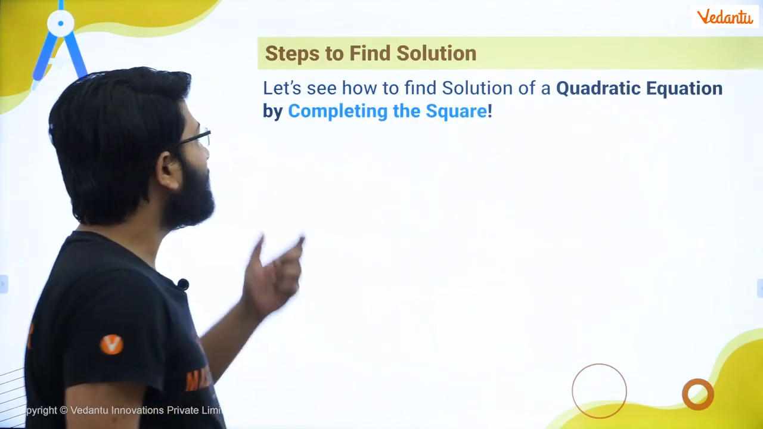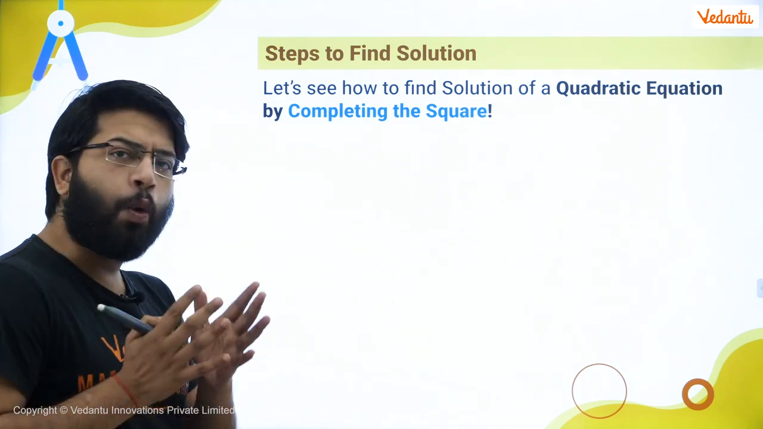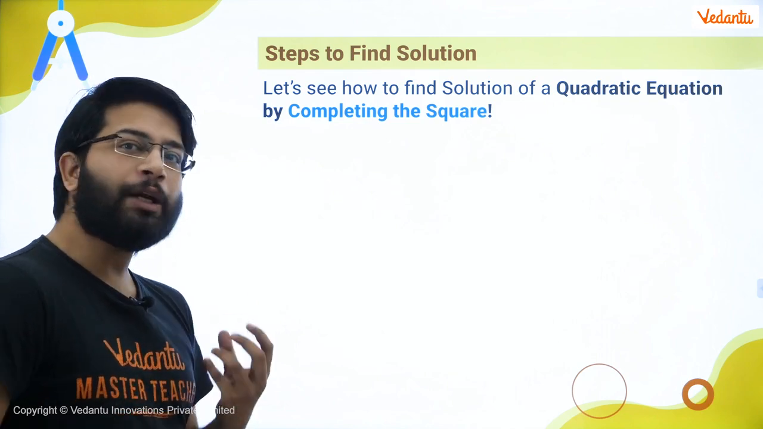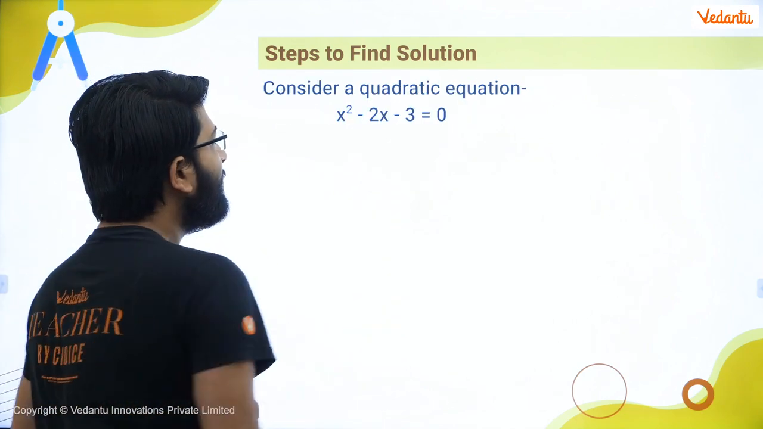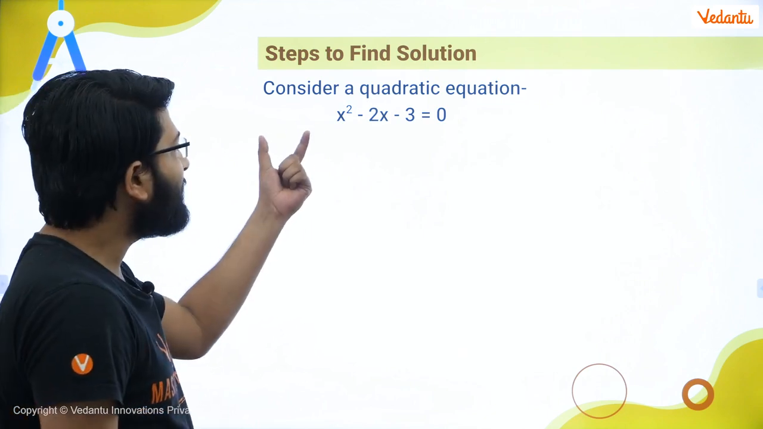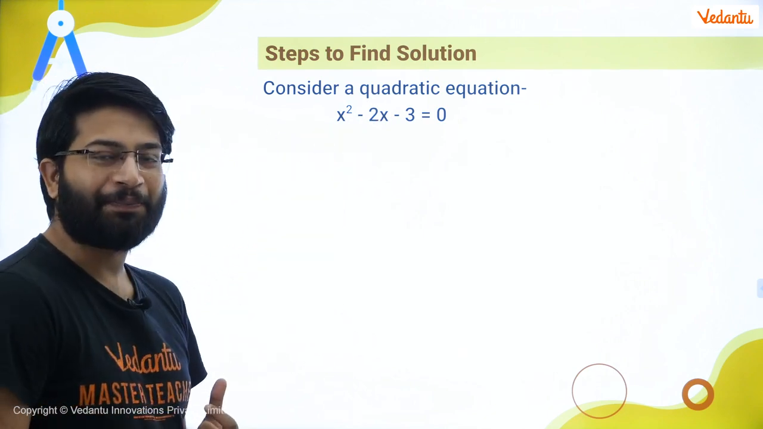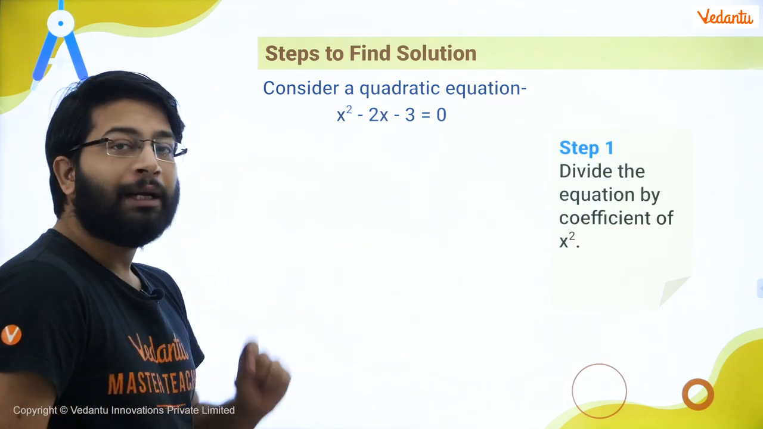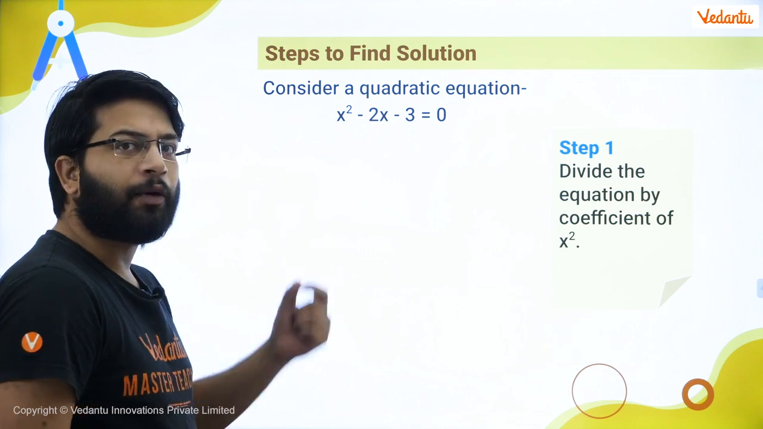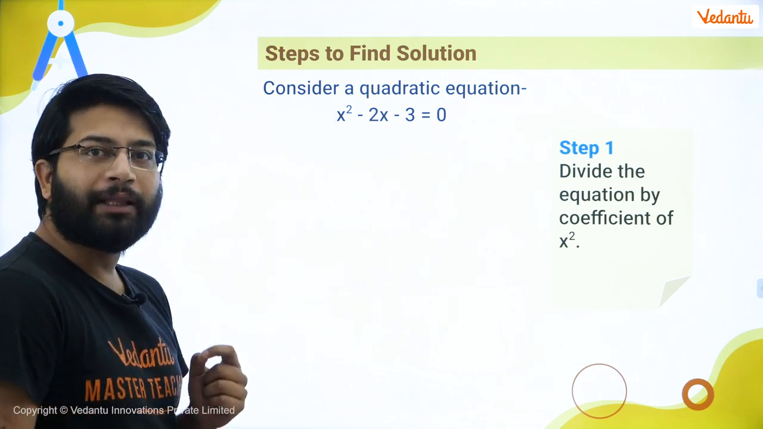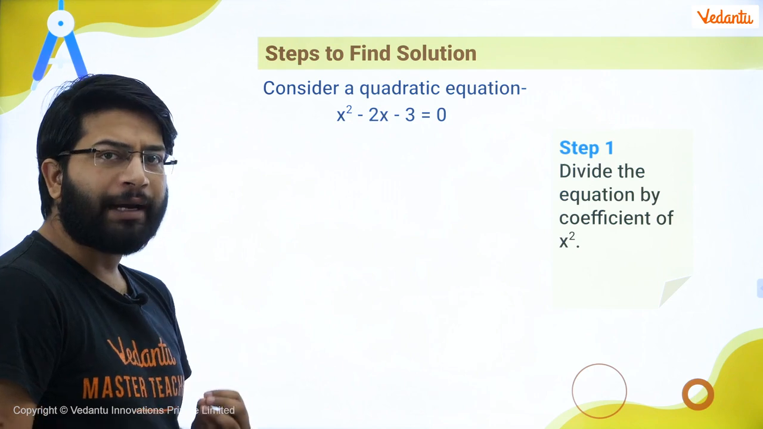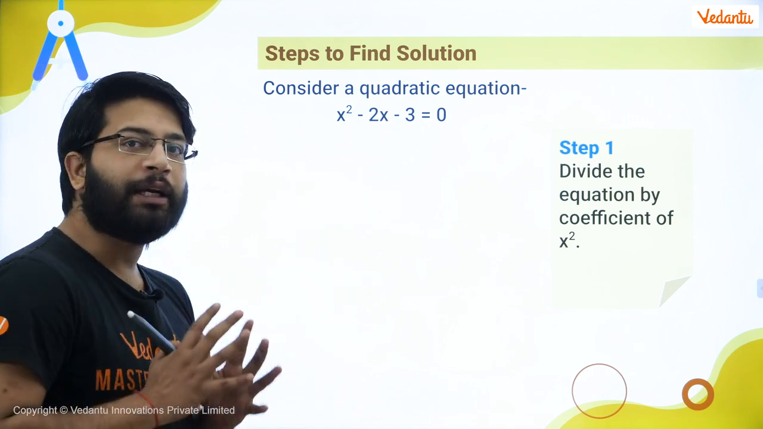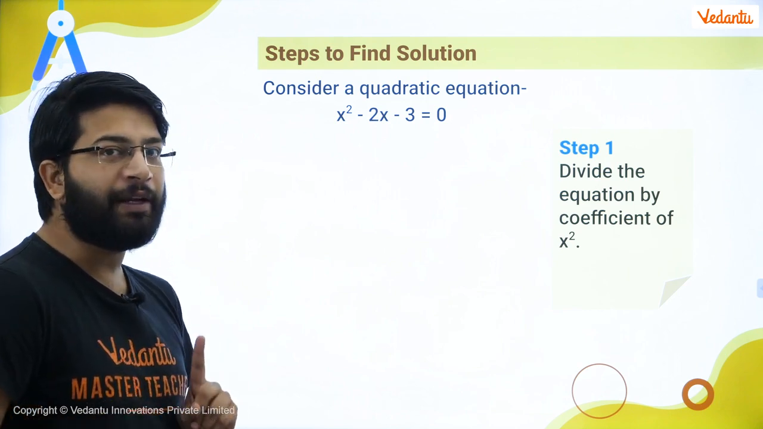So champ, let's say we have to make a quadratic equation a perfect square. First of all, let's see how to do that. Let's say we have the equation x square minus 2x minus 3 equal to 0. My first step will be to divide both sides, the right hand side and the left hand side, by the coefficient of x square, because we have to make sure that the coefficient of x square is always 1.